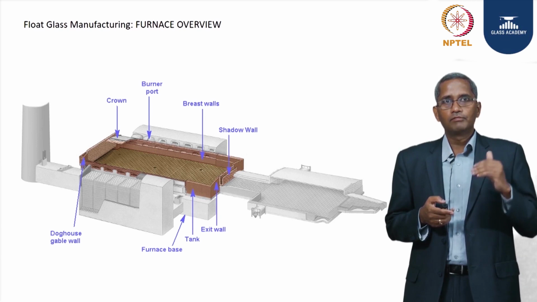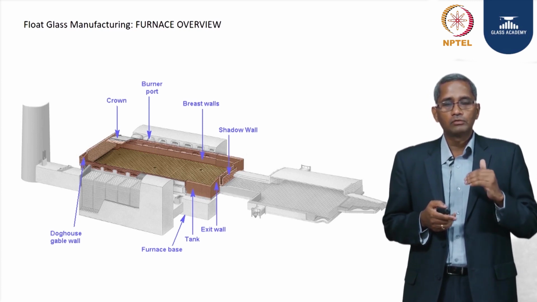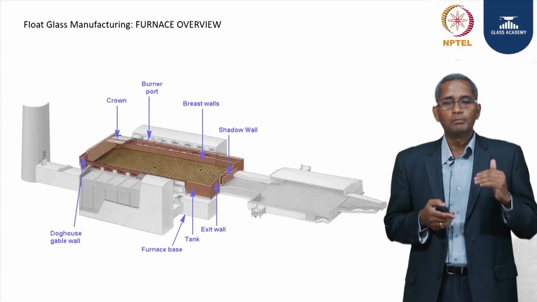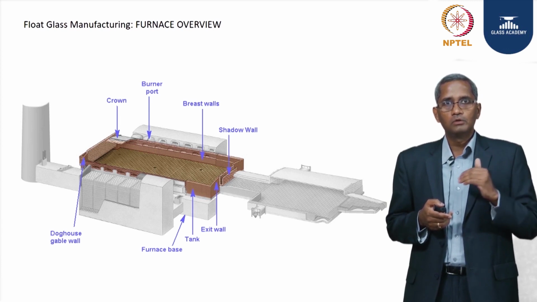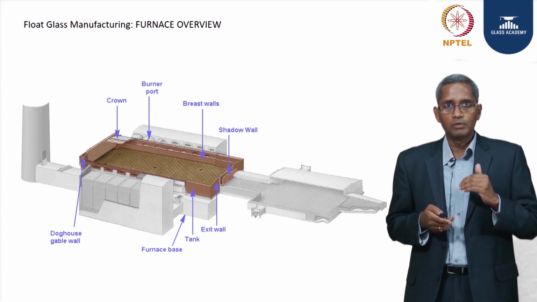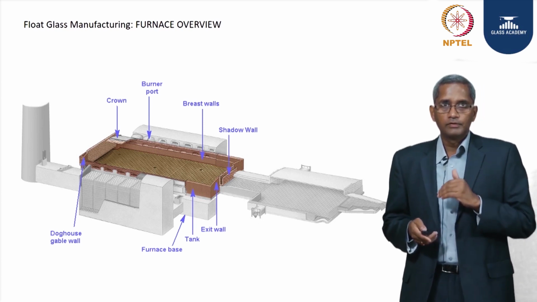So, having melted, refined and homogeneously brought the glass together, now we need to bring the temperature of the glass to the workable range. The end in which we bring the glass to the workable range is called the working end, and then we take the glass into the forming region, which is a float bath at 1100 degrees centigrade. So, some more details of the furnace.